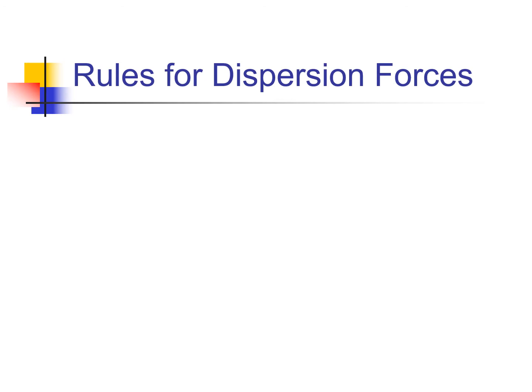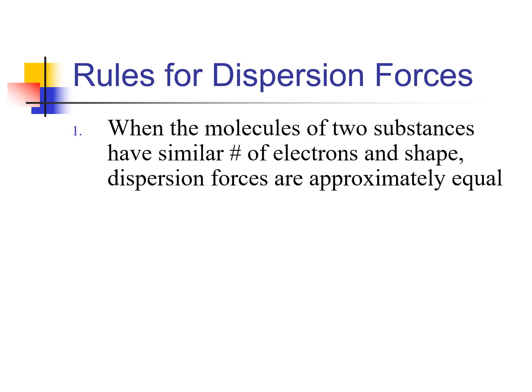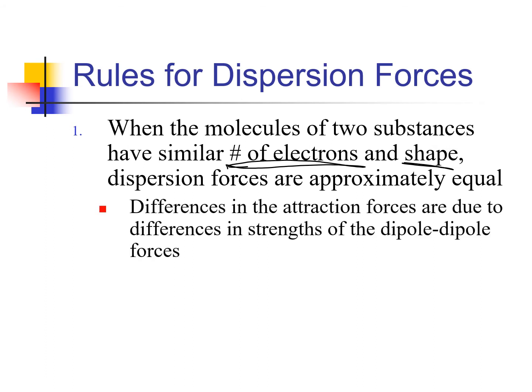Now, rules for dispersion forces. Again, it's very weak. The first thing we look at in terms of strength of dispersion forces is if two molecules have roughly the same number of electrons and shape. Their dispersion forces should be equal. So this is now telling us the two factors, number of electrons and shape. That's what determines the amount of dispersion force.